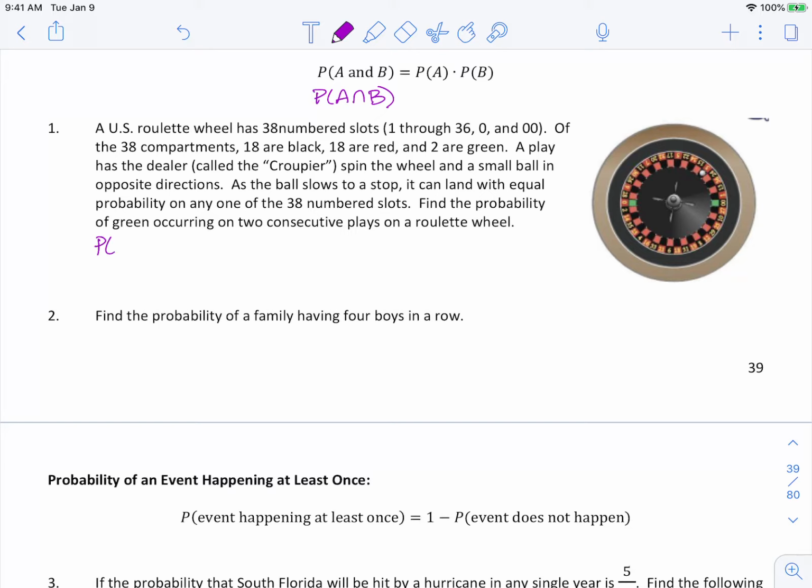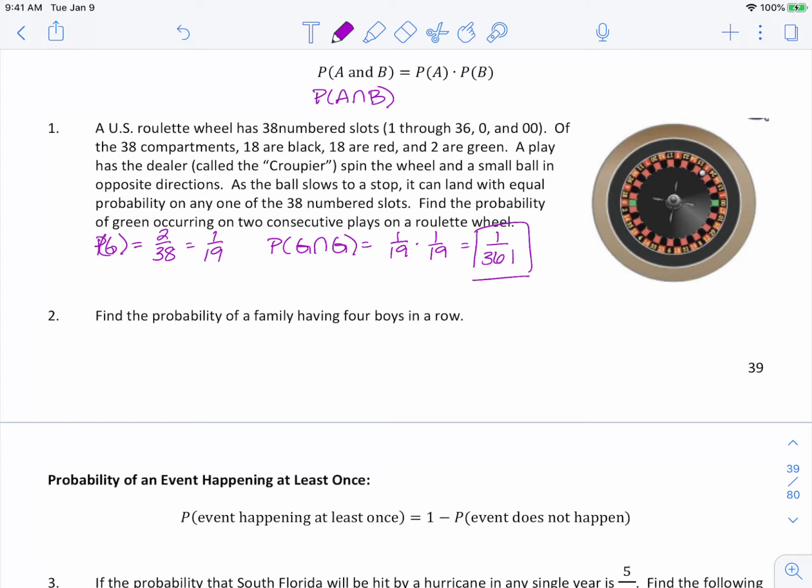So our probability of 1 green is equal to 2 out of 38, which reduces to 1 out of 19. So probability of green and green is 1 out of 19 times 1 out of 19, which gives us 1 over 361.